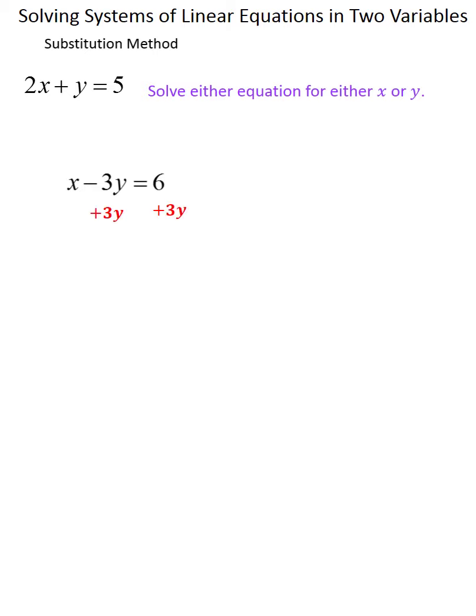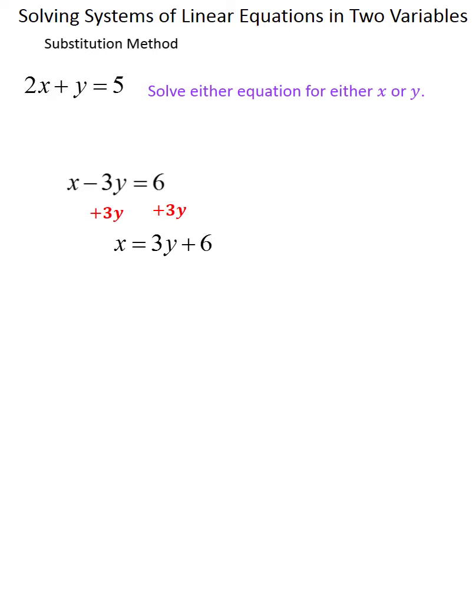Solving it for x requires that I add 3y to both sides, giving me this. Now, when I say I'm solving for x, I don't mean I'm finding out that x is 11 or 15 or negative 2 or any specific number. I'm solving for x in the sense of isolating it and finding out that x equals 3y plus 6. We say this equation is solved for x.